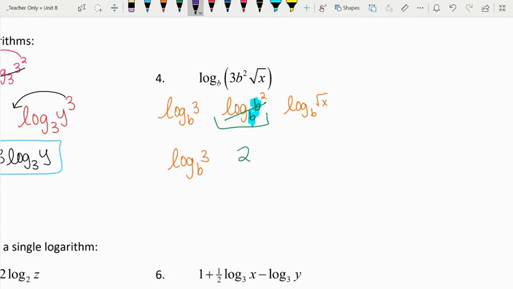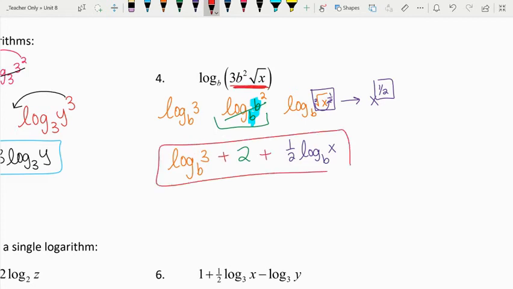And this last one, we need to think about the square root of x. The square root of x is really something raised to a power. It's x to the 1/2. Remember, it's like having a 2 out in front, and we put it underneath the exponent. So because we have this exponent, we could throw it out in front. So we have 1/2 log base b of x. The only thing left to do is to worry about the signs. All of these are being multiplied, which means we would just add when we expand.